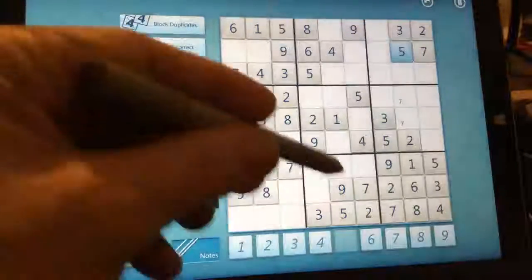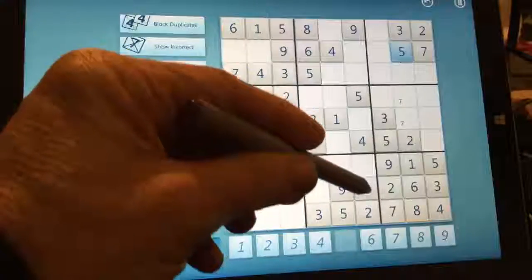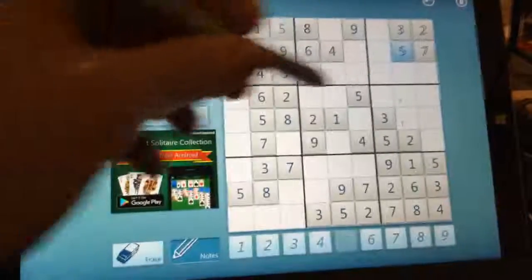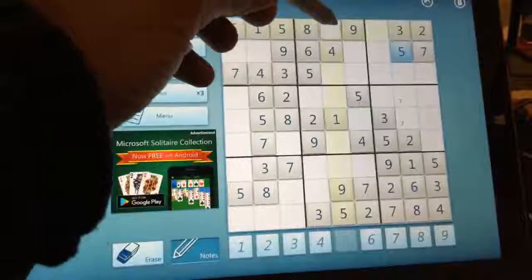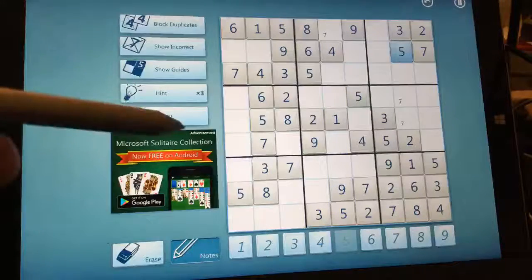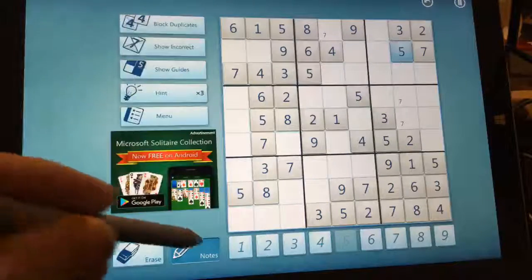All right. So now let's look at this. This 7 here cancels out these 2. But look at, there's a 7 here, there's a 7 here, and there's only 1 box left, so it has to be a 7. Or 1 cell. I keep saying boxes, I mean cells.